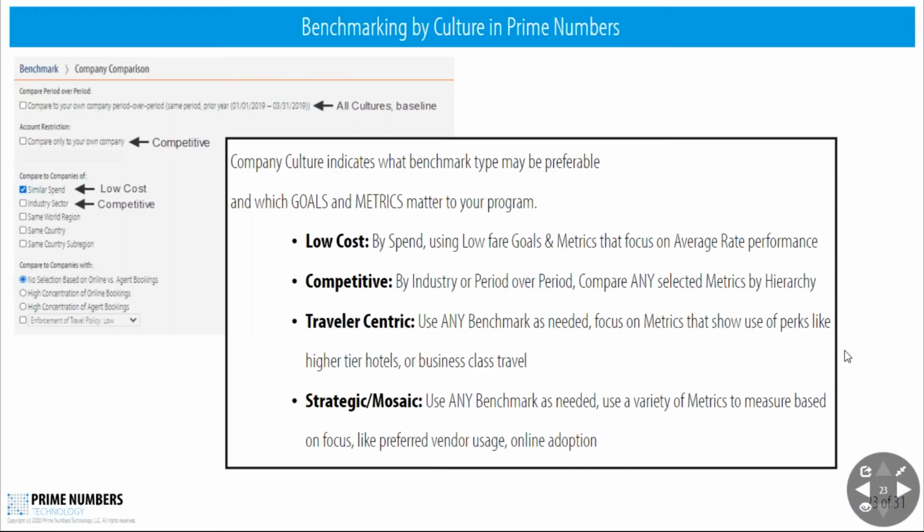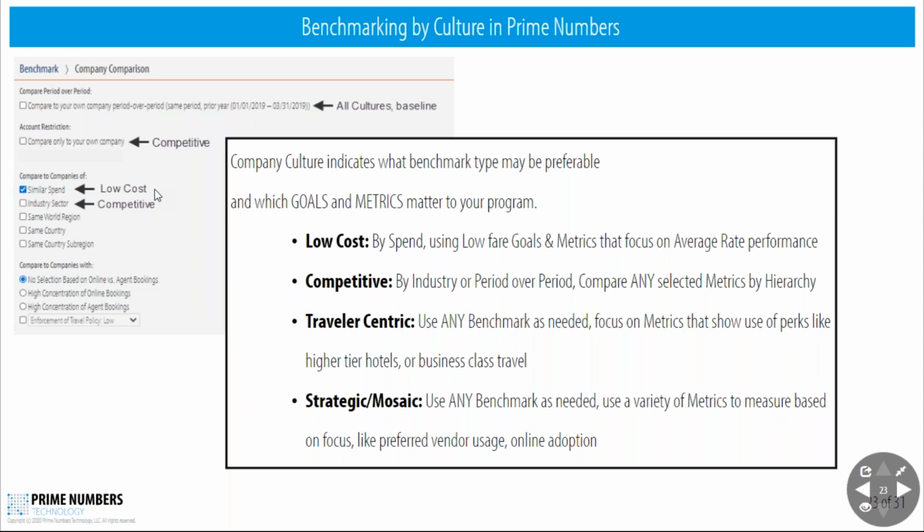Back to you, Kate. I think having a low cost culture mindset is by far the dominant response, especially because it's managed, but also because a lot of times that's how things are measured. Now, it doesn't mean that you only need to use one perspective. However, it does indicate the benchmark that you might prefer, and what goals and metrics are going to matter to your program. So, low cost, 100%. The baseline for that is looking by similar spend, and then using a mixture of goals and metrics that focus on low fare and average rate performance, whether that's for specific vendors and carriers and agreements or not.